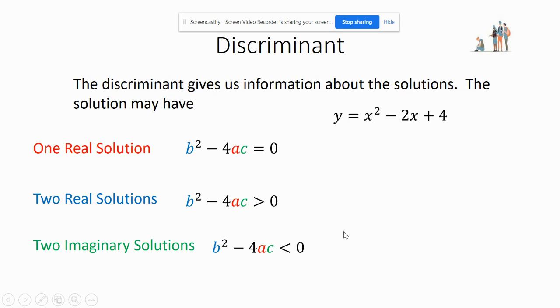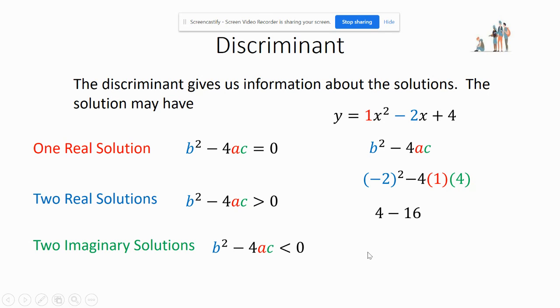This other one, now I put the 1 here just so everybody can see it, because if it's an x squared, the number in front would be a 1. The b is -2. Now I'm going to take -2 times -2, which makes a positive 4, and -4 times the 1 from the a term and the c term of 4, which is 16, and 4 minus 16 is -12. And when I square root -12, you get an imaginary answer because you cannot square root and get a negative. So that's why it's imaginary. So I have two imaginary solutions.